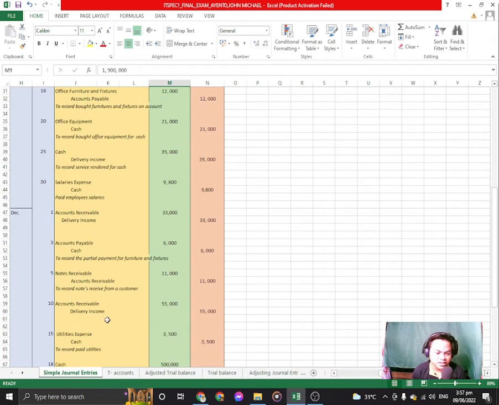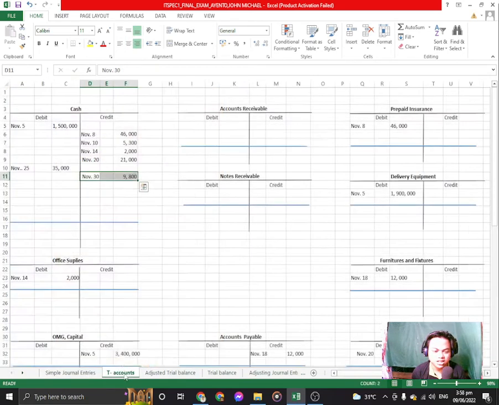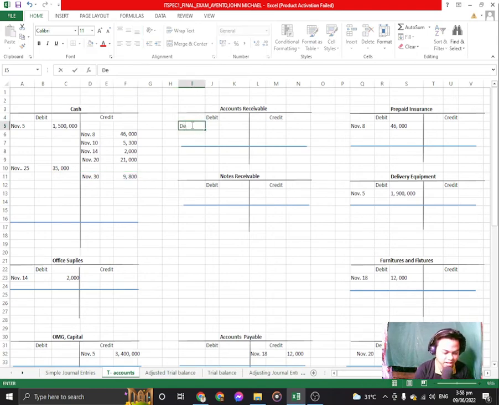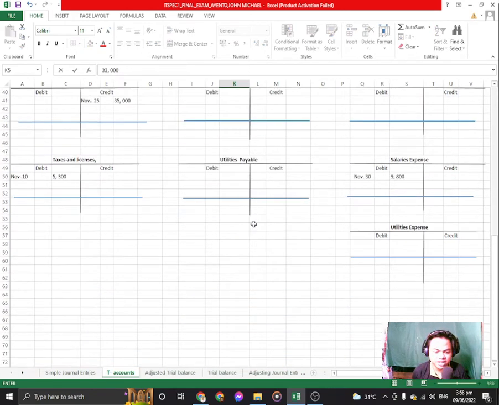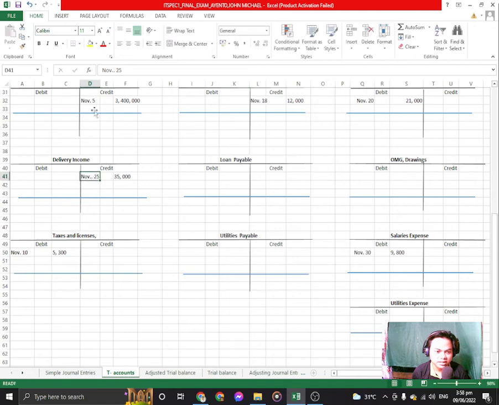And then, back to the journal entries. Let's move on to the month of December. For December 1, accounts receivable 33,000 pesos for debit and delivery income for the credit, also the amount of 33,000 pesos. Accounts receivable debit, December 1, 33,000 pesos. And then delivery income. Wait a moment.